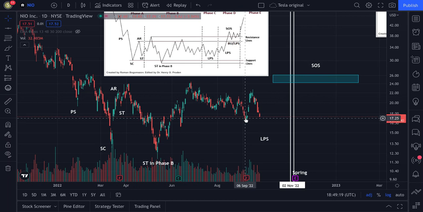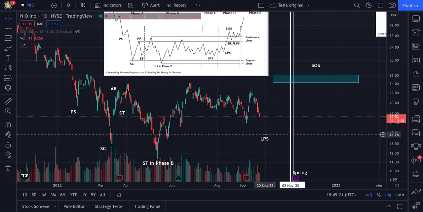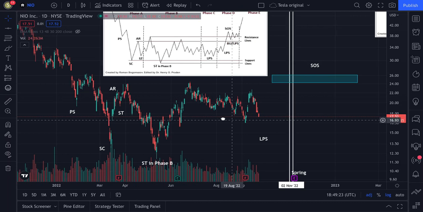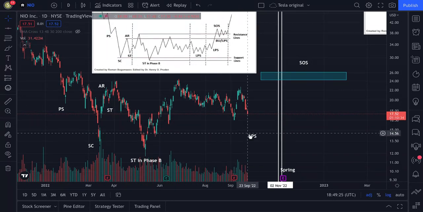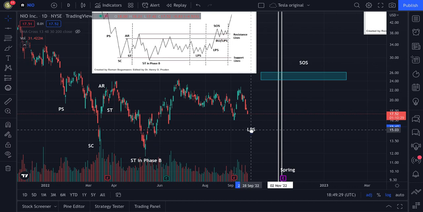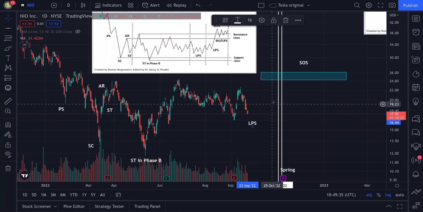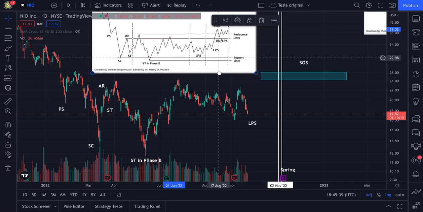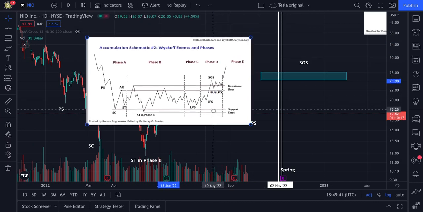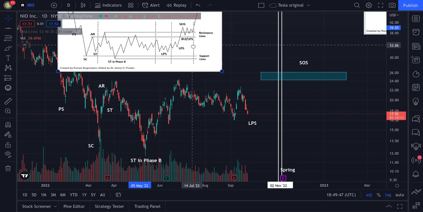Now, here's where things become very confusing. We don't know if we're truly going to see a last point of support. And in order for us to really determine that, NIO has to hold one of these levels. So maybe that 15, 16 range really has to hold. We've got to get a nice bounce off of that. And that would suggest that we may actually be respecting this. Now, sometimes these phases could be stretched out and we may not even know what was coming ahead of us.